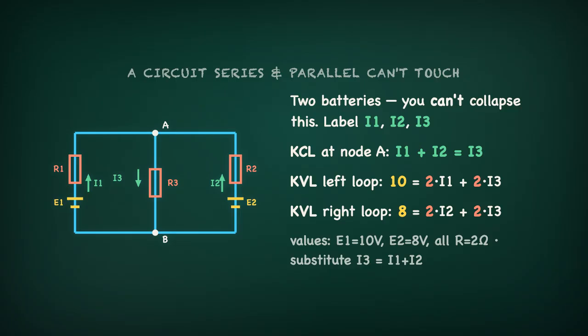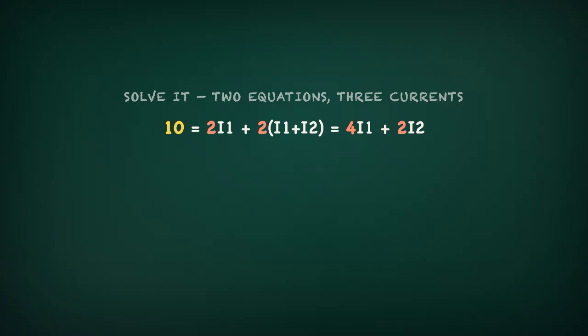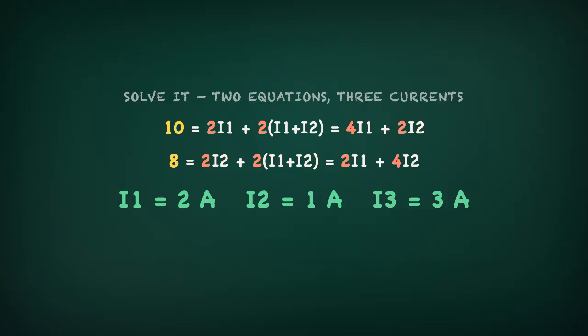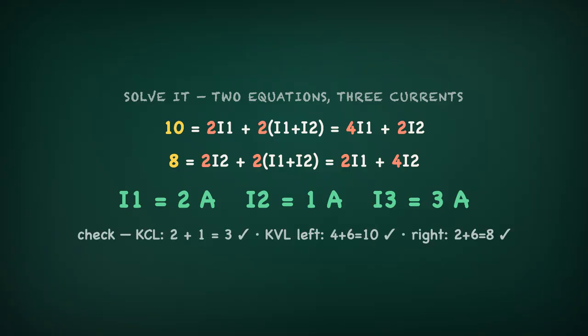Now substitute I3 with I1 plus I2. The left loop becomes 10 equals 2I1 plus 2 times the quantity I1 plus I2, which is 4I1 plus 2I2. And the right loop becomes 8 equals 2I2 plus 2 times I1 plus I2, which is 2I1 plus 4I2. Solve those two together and out fall the currents. I1 is 2 amps, I2 is 1 amp, and I3 is 3 amps.